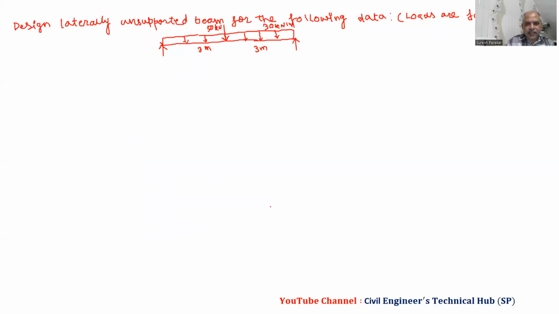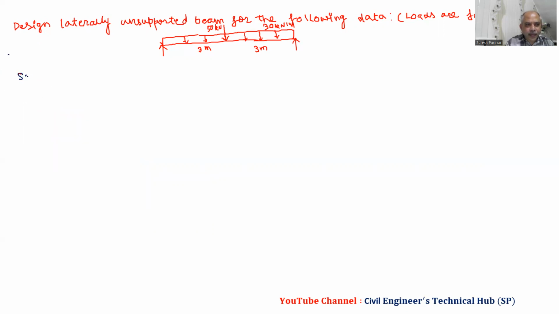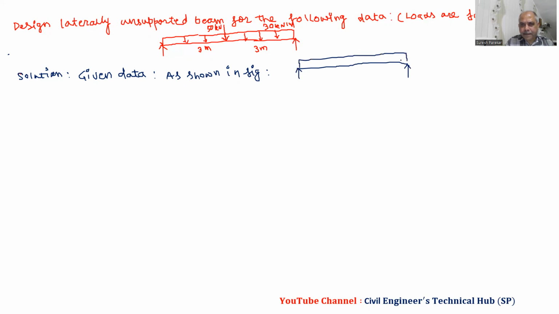Now we will go for the solution. Given data, as shown in figure: central we have 50 kilonewton, that all are packed to it, and this value we have 30 kilonewton per meter. Then this is step 1, given data.